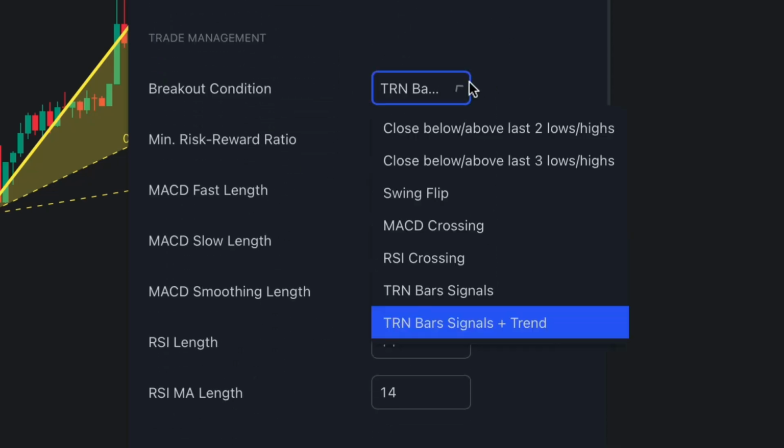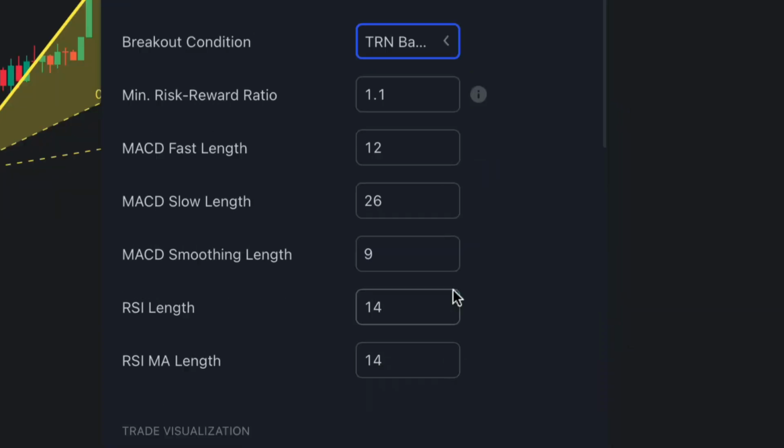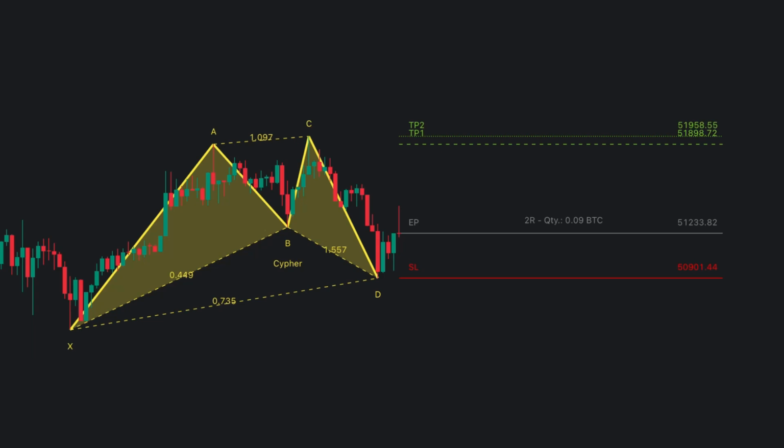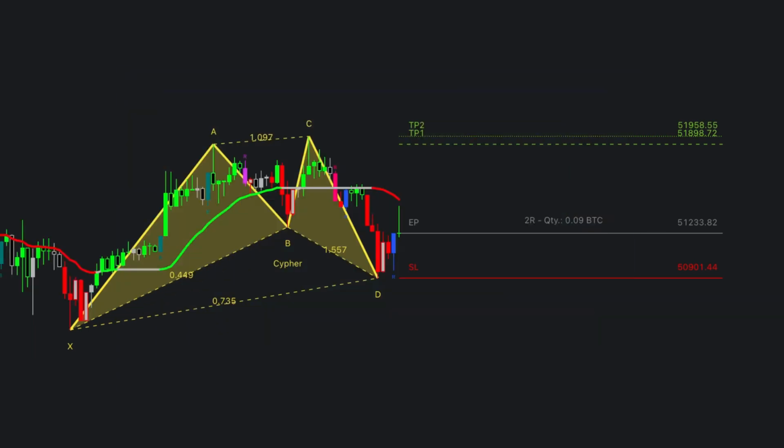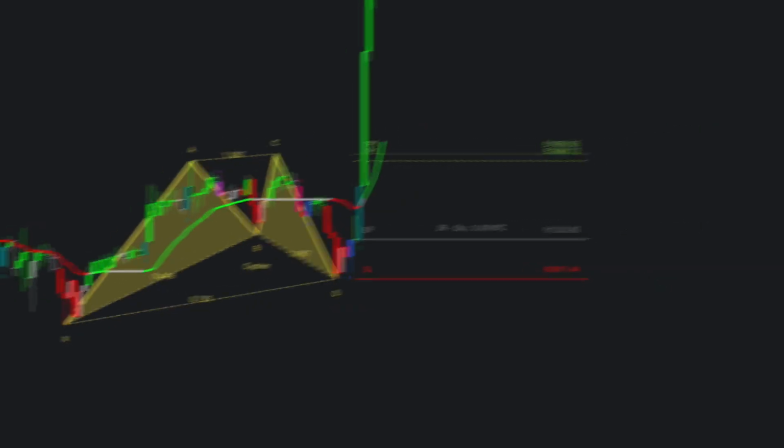Our tool offers 7 options, like for example a MACD or RSI crossing. For maximum effectiveness, we suggest using TRN Bars, Trend plus Signal as your breakout condition. This way, a breakout gets detected when the highly effective TRN Bars change their color or when a signal bar is formed. Once a pattern is confirmed with a signal bar, it's also like adding an extra layer of validation.